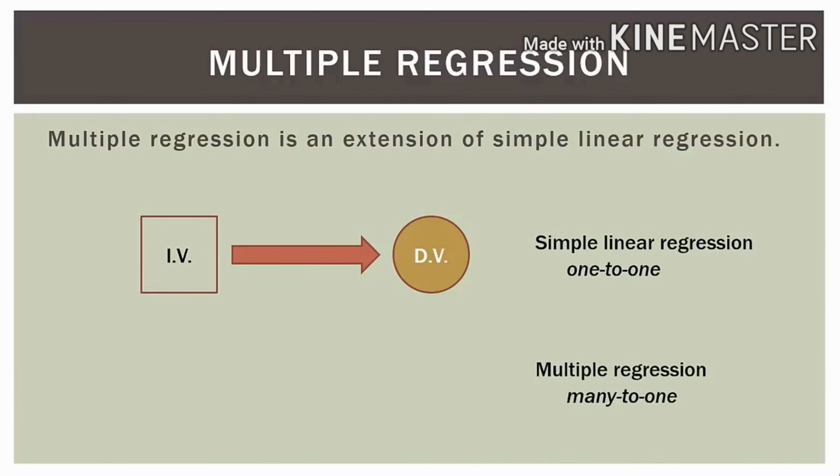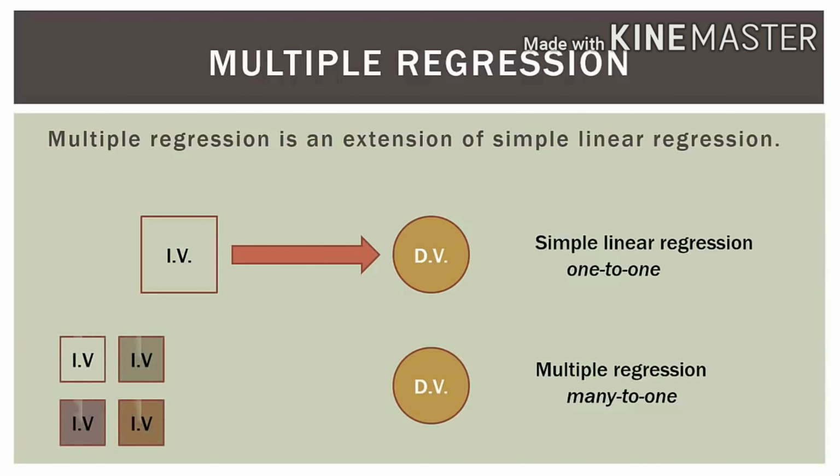Now, in multiple regression, we have a many-to-one relationship. We still have one dependent variable, but we can have 2 or more independent variables. In this case, we have 4 on the screen, but we could have more than that, or just 2 or 3, or whatever number of independent variables that are all being utilized to explain the variation or predict the value of the dependent variable. So we go from one independent to one dependent, to 2 or more independent variables and 1 dependent variable.